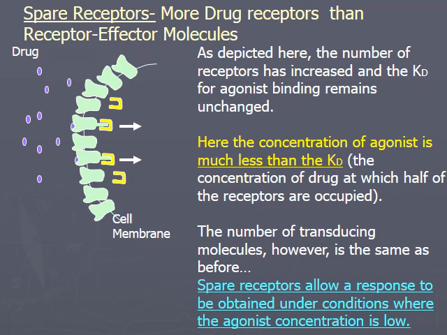So whatever the case may be, I'm at a concentration much lower than the Kd, because if I was at the Kd, half my receptors would be occupied. Therefore, the words on the bottom. Spare receptors allow a response to be obtained under conditions where the agonist concentration is low. They're kind of like an amplifier.